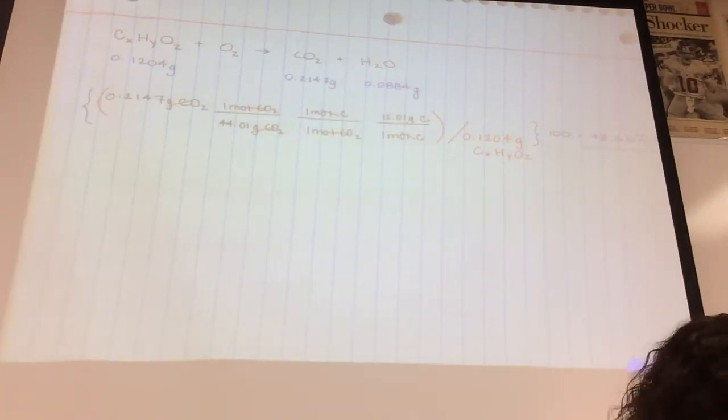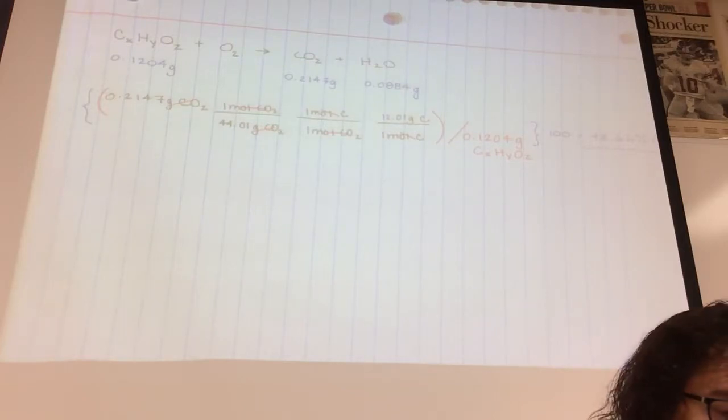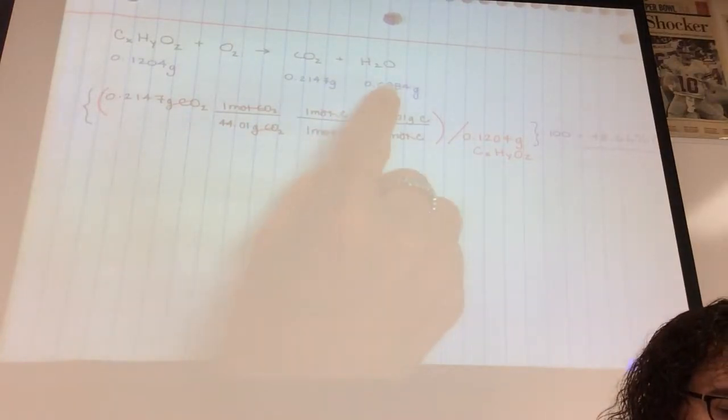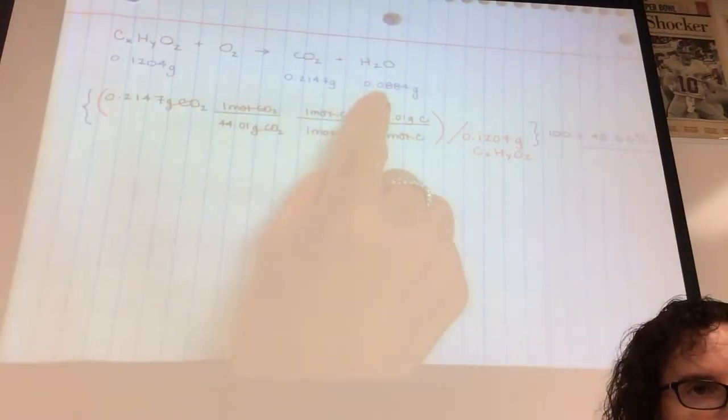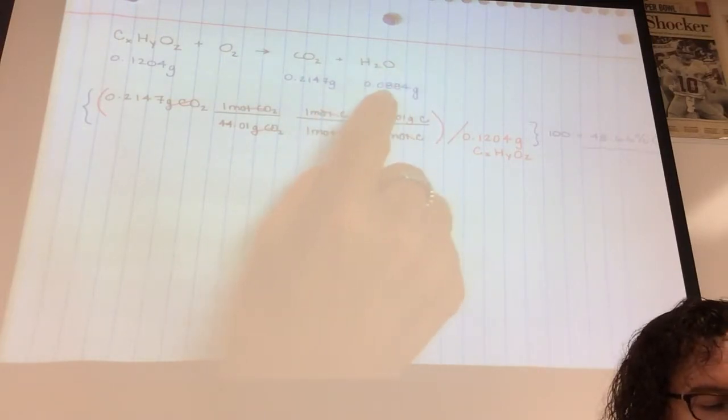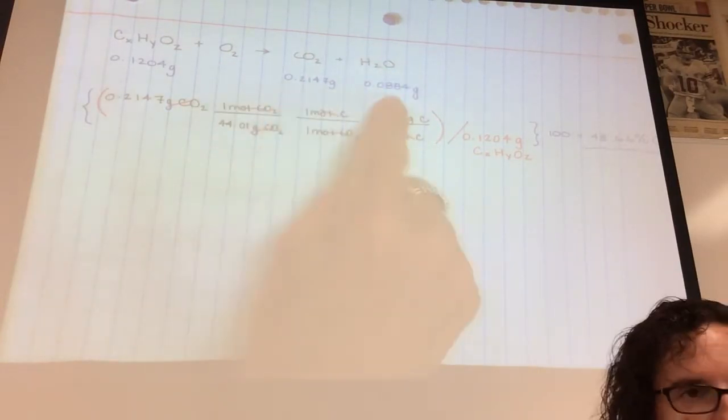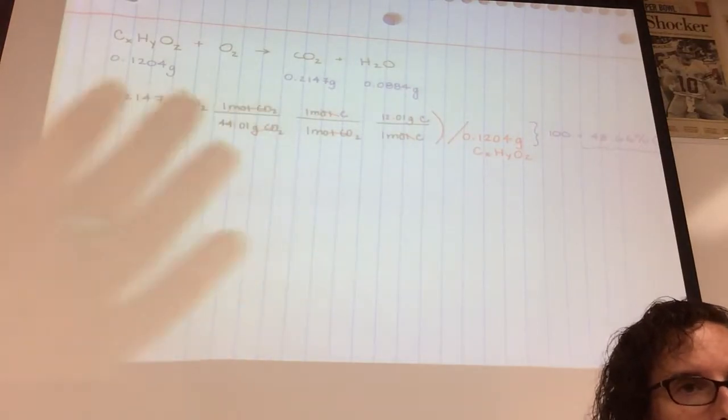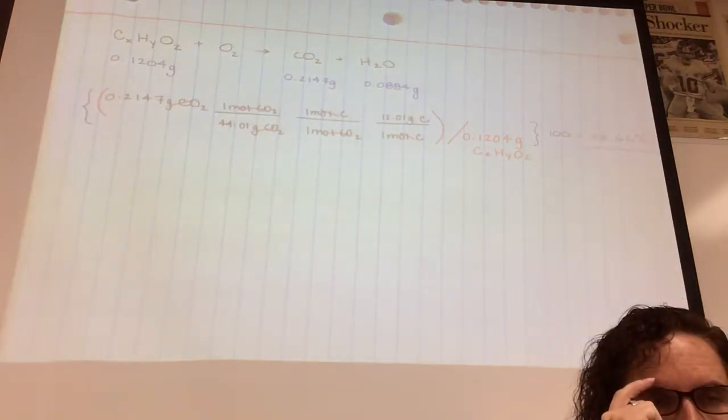How come we start with carbon and not hydrogen? You could have done the water to get the percent of H if you wanted to. It doesn't matter. That had an additional trick in it. I also just went from left to right. Just do something consistent. Right.